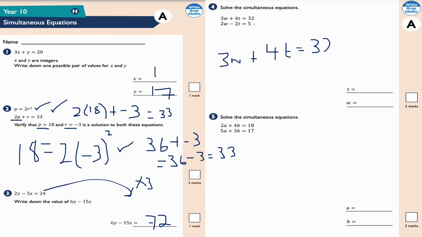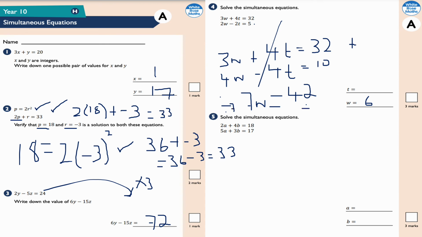Okay, if I double the second equation, I'm going to get 4w subtract 4t. That has to equal 10. Okay, I'm now going to add these equations together. 3w plus 4w is 7w. That's going to cancel. 40 minus 40 is going to be 0. 32 add 10, so adding these equations together gives 42. Okay, 7w equals 42, therefore w is equal to 6. Dividing both sides by 7.